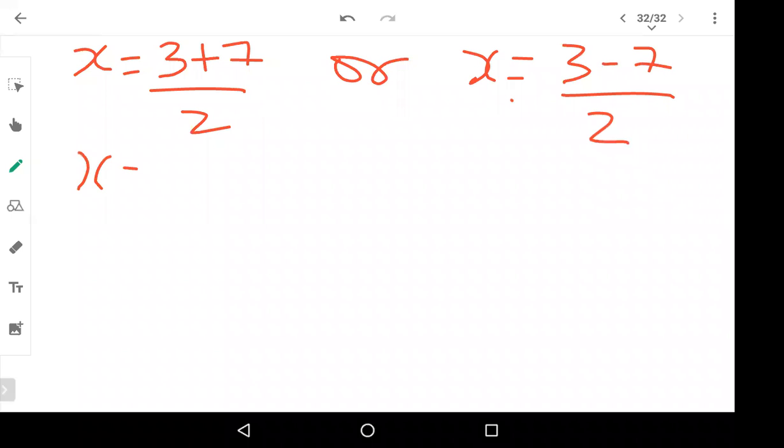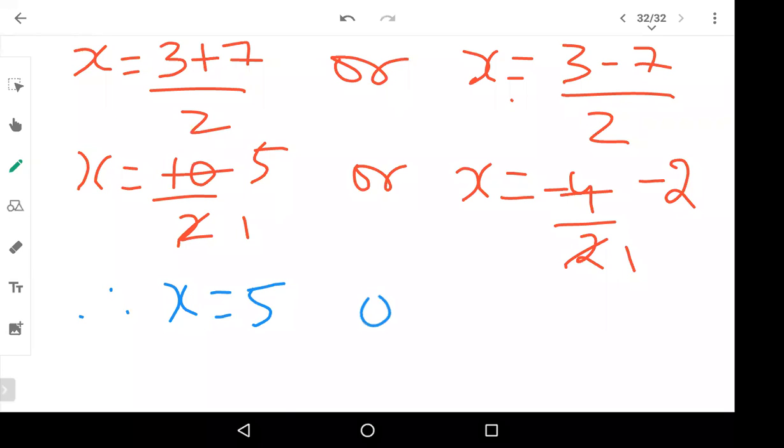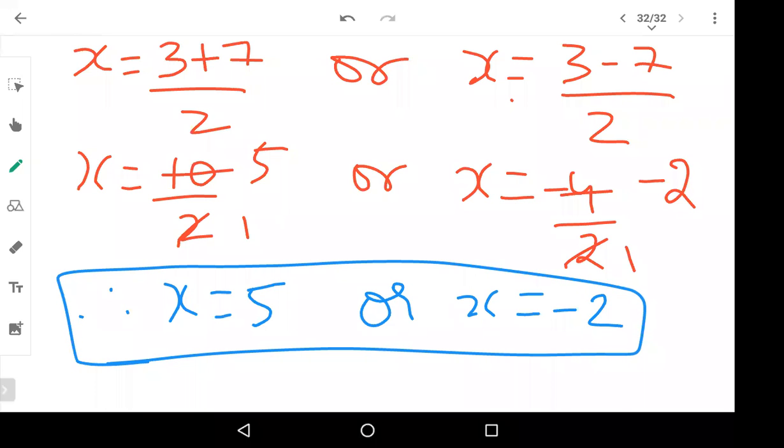So x is equal to 3 plus 7 is 10 by 2, 2 fives are 10, or x is equal to 3 minus 7, which is going to give me how much? Minus 4 by 2, 2 minus 2s are minus 4. So therefore x is equal to 5 or x is equal to minus 2. Very good. Everybody got the answer.